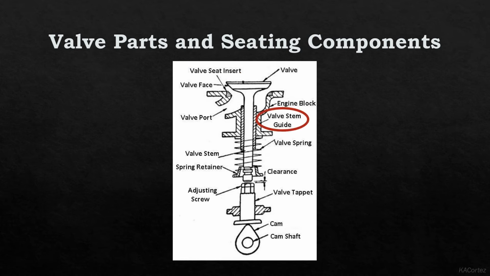The valve guide. It is a cylindrical sleeve that provides support to the valve stem and keeps the valve face aligned with the valve seat. The valve spring. These are helical coiled springs that are installed in the cylinder head and provide the force that holds the valve face firmly against the valve seat. The valve spring retainer. This holds the valve springs in place.